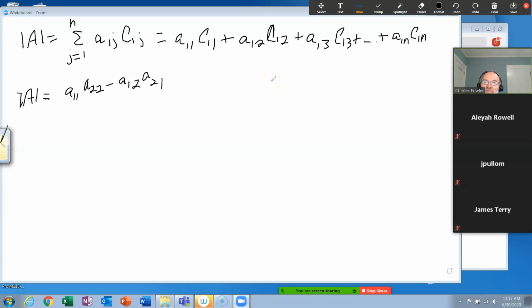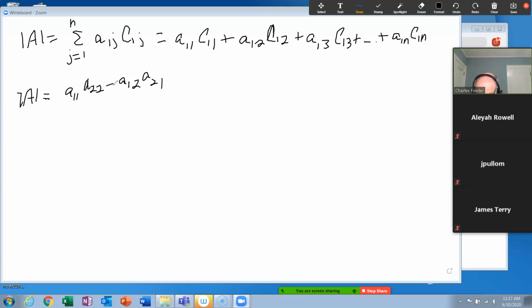Well, the 1, 2 position is odd. 1 plus 2 is 3, so that gives you a minus sign there. And if you wipe out the first row, second column, A21 is the cofactor of that. So that's, sure enough, the right formula. That's what we've been using before. It is correct. Okay?